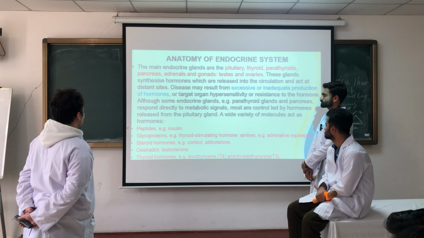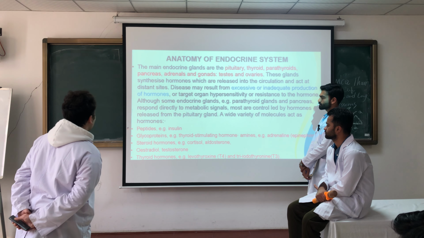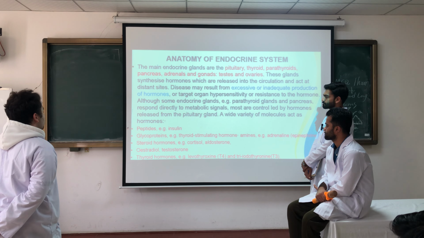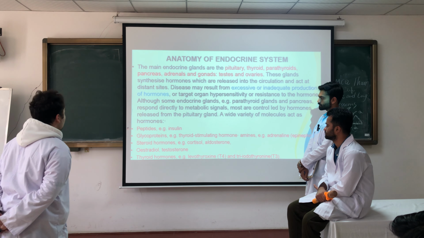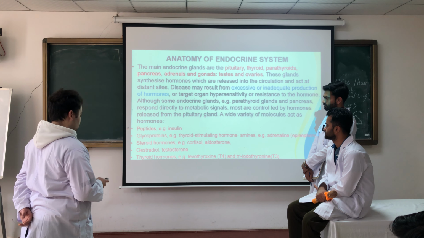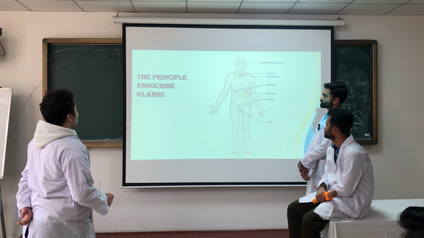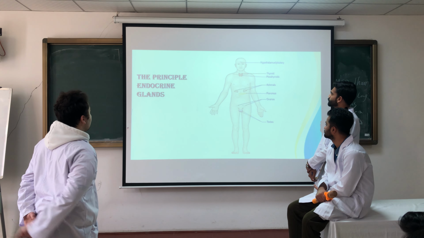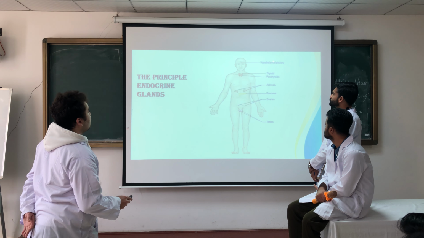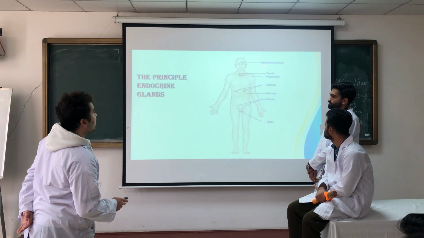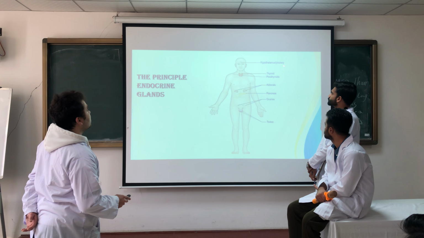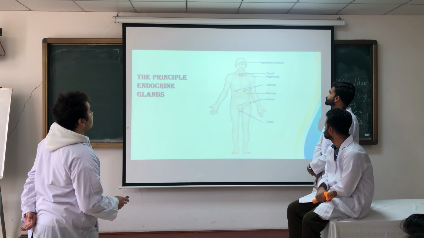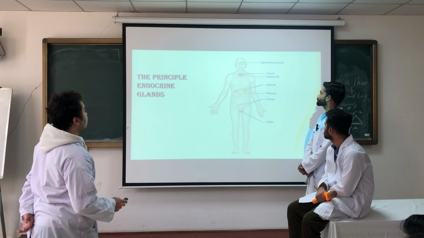Peptides, glycoproteins, steroid hormones, or estradiol, testosterone, thyroid hormones. So the principal endocrine glands are the hypothalamus, pituitary gland, thyroid, parathyroid.